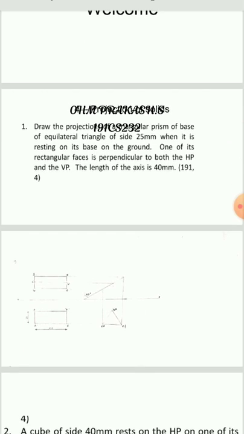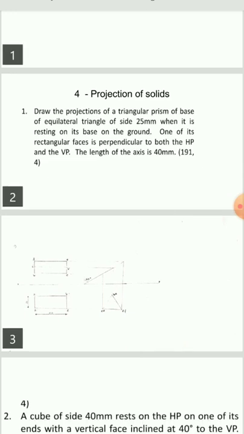Now I am going to explain the fourth assignment, projection of solids. First question: draw the projection of a triangular prism with a base of equilateral triangle of side 25 mm when it is resting on its base on the ground. One of its rectangular faces is perpendicular to both HP and VP. The length of the axis is 40 mm.